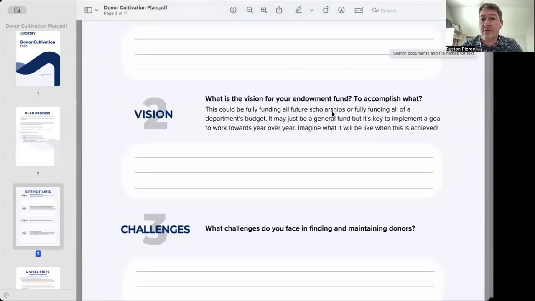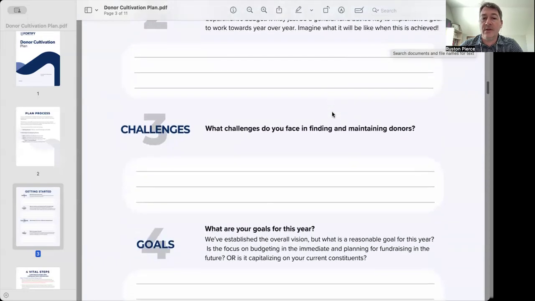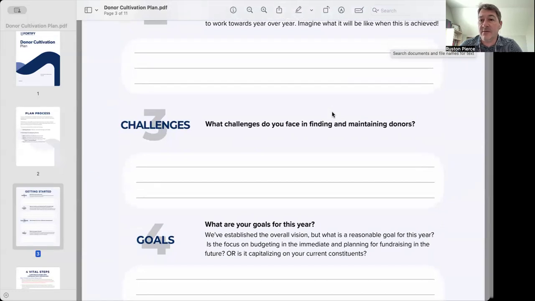Do you have a vision for the funds that are raised in your school? Do you have an annual fund? Do you have an endowment fund? What are they providing for your school? What are the challenges you face when you're trying to find and maintain donors? Are there challenges that exist that are going to hinder your fundraising activities?